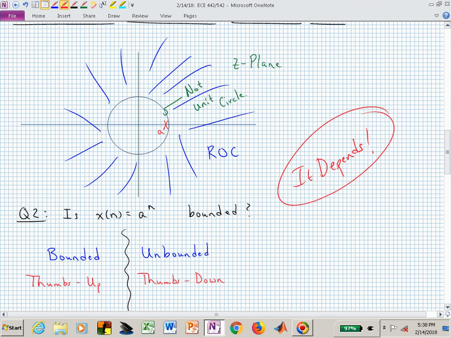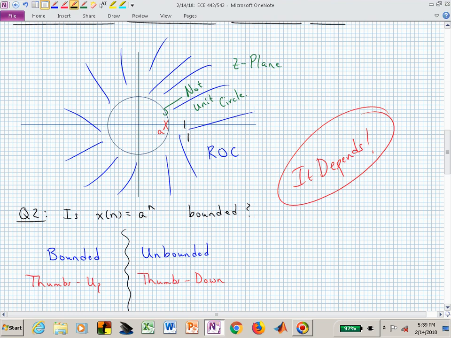The unit circle. I haven't labeled this diagram. And so if 1 was right here, then what could you tell me? Then it's unbounded, isn't it? If 1 actually happened to be out here, then what could you tell me? Then it's bounded. So it really depends. Either of these thumb directions could be justified for answering this particular question.